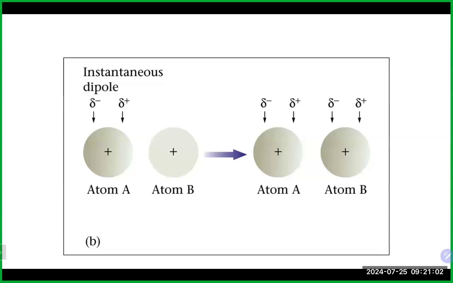Now, this is an example of an instantaneous dipole, as I mentioned, just because those electrons sort of separate sides, it will cause the separation of charge, causing this guy now to have a separation of charge. And now there's a partially positive side, partially negative side near each other. And now these two guys can basically interact with one another.